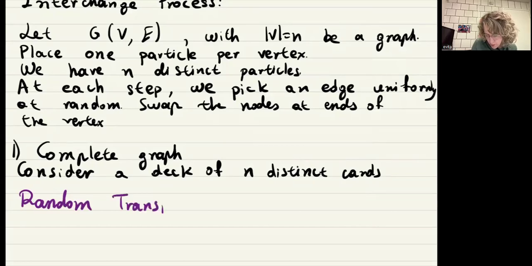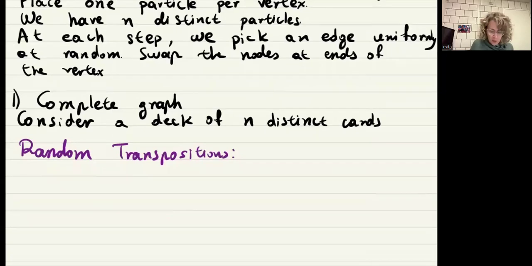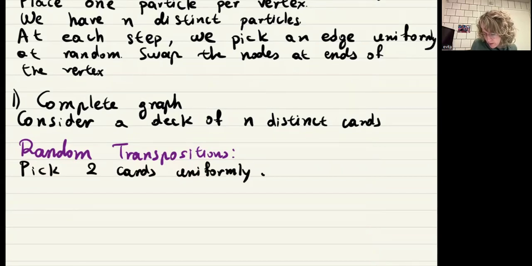This will be one of the two card shuffling models we will talk about today. When we do random transpositions, we pick two cards uniformly at random and independently of each other, and we swap them.